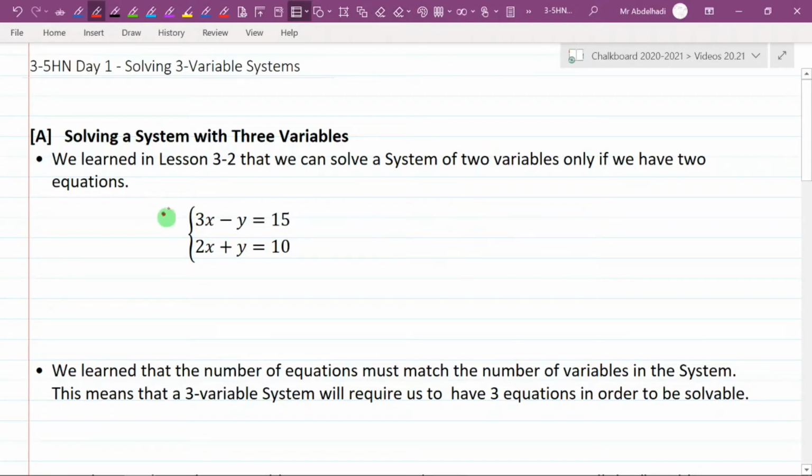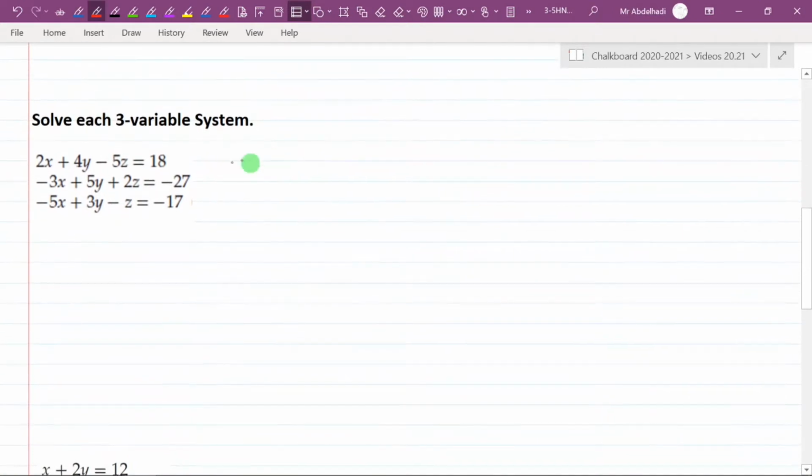However, if you have 2 variables and 2 equations, then you can get a value for x and a value for y. So the number of equations has to match the number of variables. And we're going to be doing it where there's 3 variables. So in order to solve a 3 variable system, you're going to need 3 equations. Let's take a look at one of the questions here. Like here, we have an x, a y, and a z. Well, you cannot solve a 3 variable equation unless you have 3 equations.